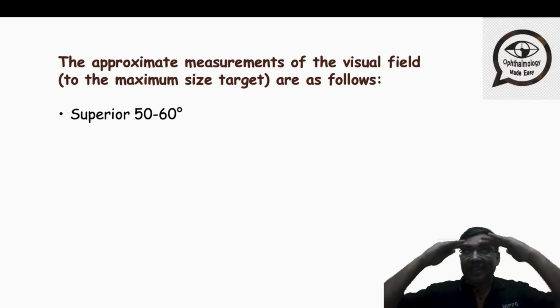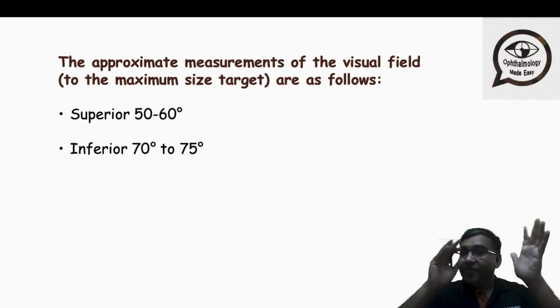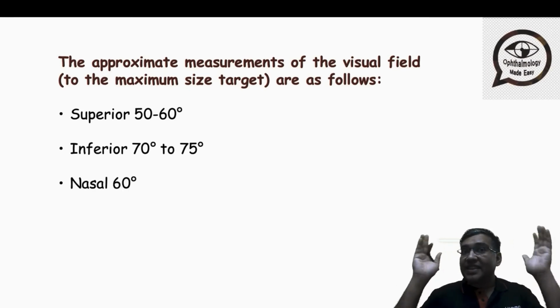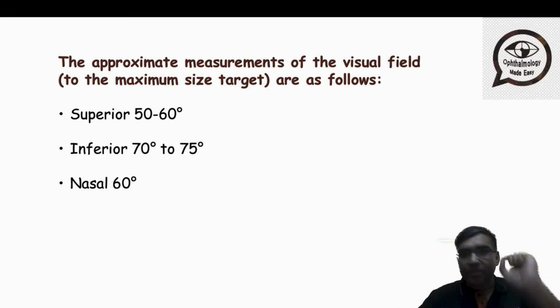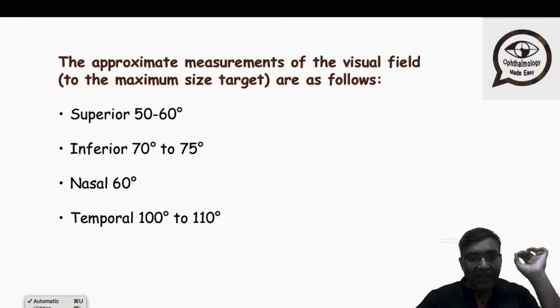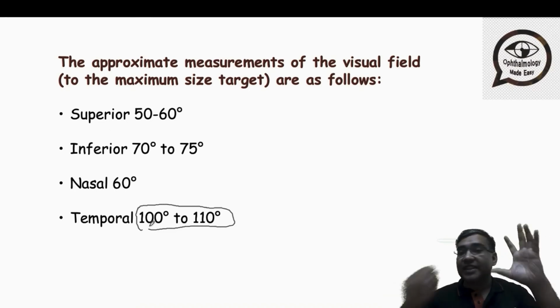Superiorly, what we see is around 50 to 60 degree. Inferiorly, we see around 70 to 75 degree. Nasally, we see around 60 degree, and maximum is our temporal field of vision, which is 100 to 110 degree. And this can be a potential MCQ in your various exams. So remember, the temporal field of vision is maximum.